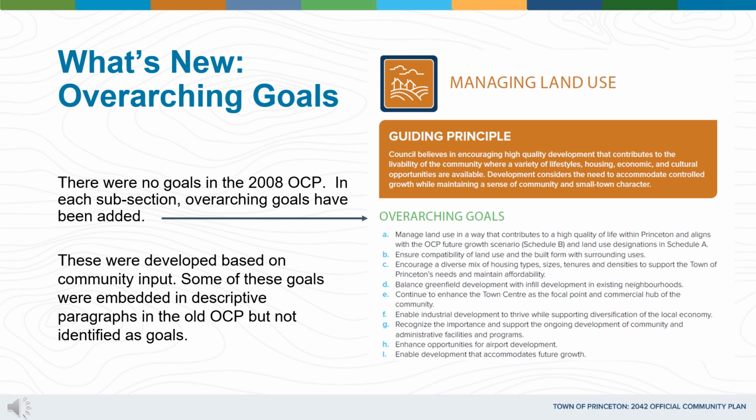Within each subsection, overarching goals have been added. These were developed based on community input to help identify higher level targets the subsequent policies follow. Additionally, some of these goals were embedded in the old OCP but were not identified as goals. These were then extracted and rewritten or restated as goals.